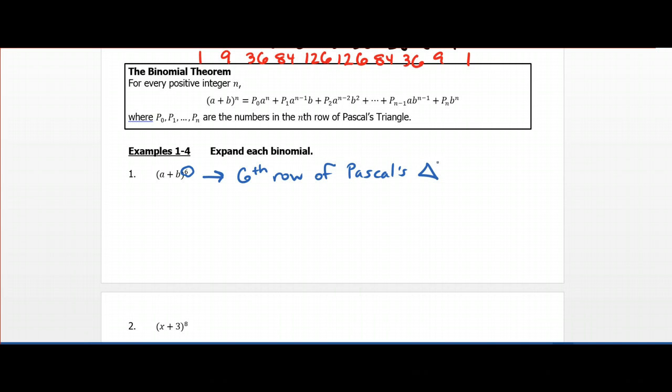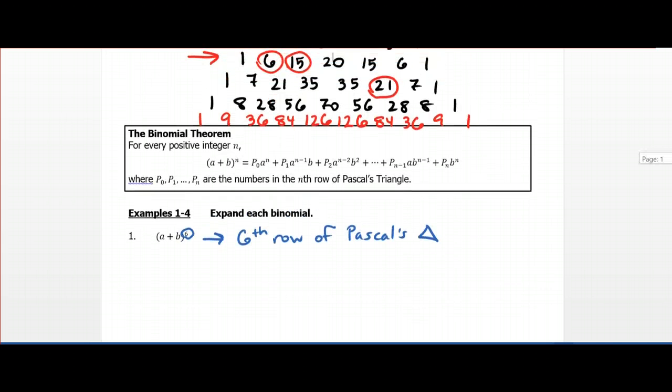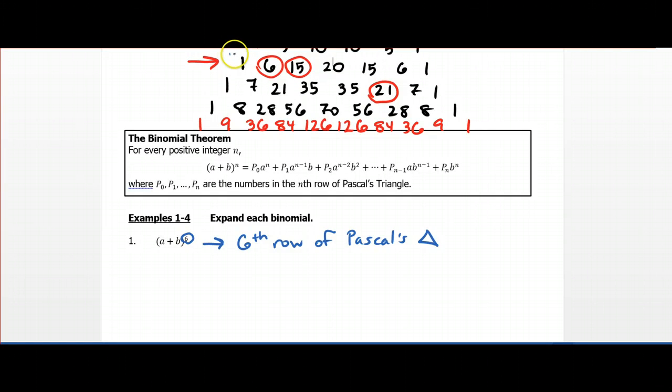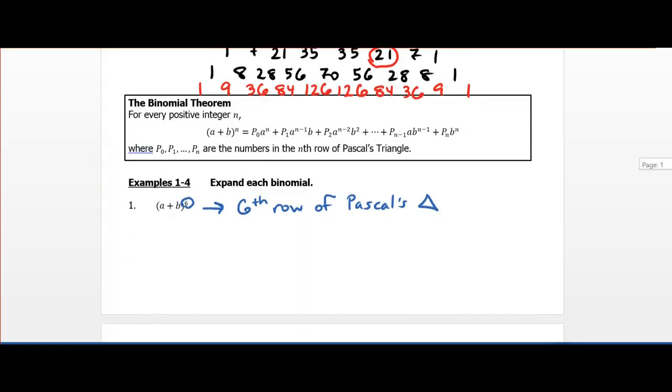So I want you to go up and find the 6th row of Pascal's triangle. Remember what I told you about the rows. The 6th row would be this row right here. So we're going to use that row there, and now we are going to expand this binomial using that row.